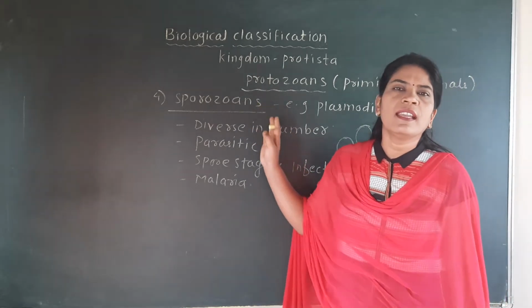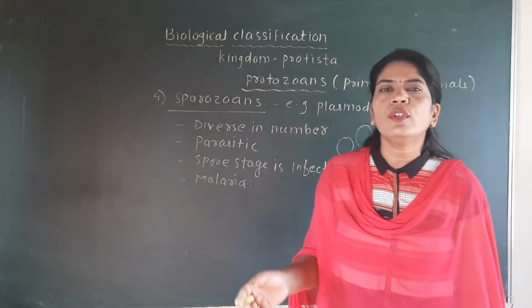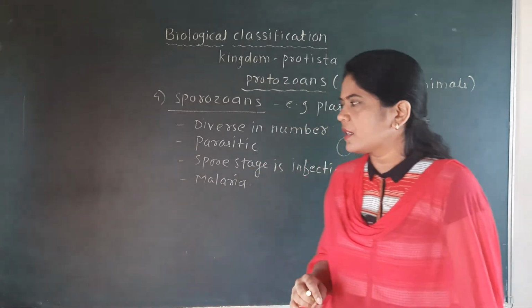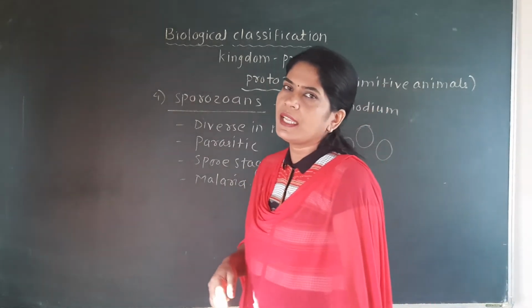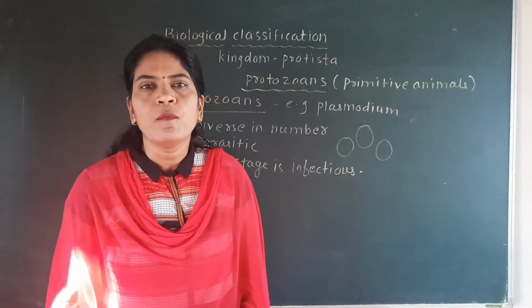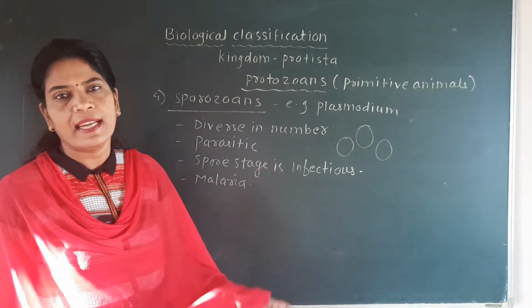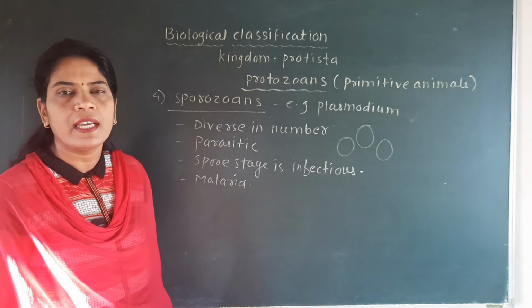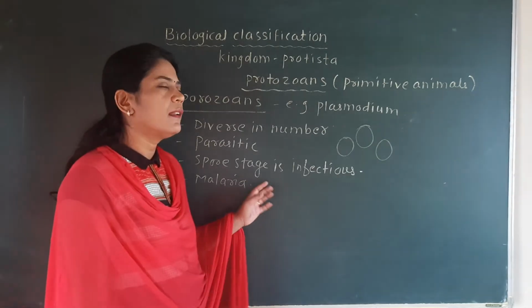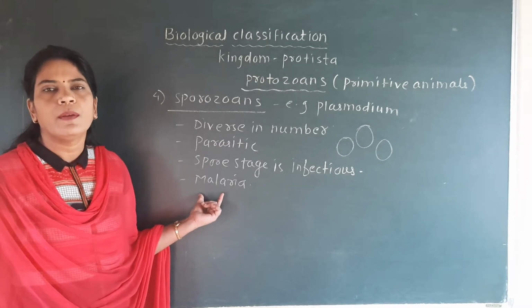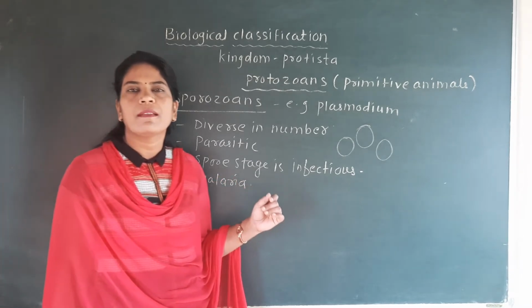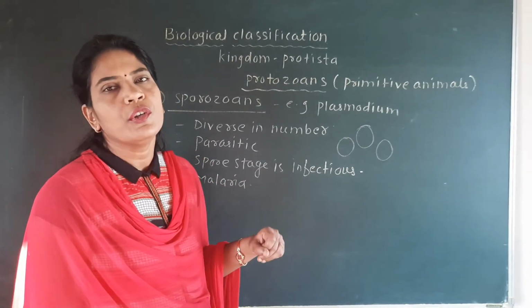Sporozoans means their stage which infects the human being is the spore-like stage. In 11th standard we are going to discuss in detail the disease malaria, where you will study what is meant by spore and how they infect the human being. But here you should know only that plasmodium is the example which causes the disease malaria in the human being, and the spore stage of this plasmodium is infective to the human being.